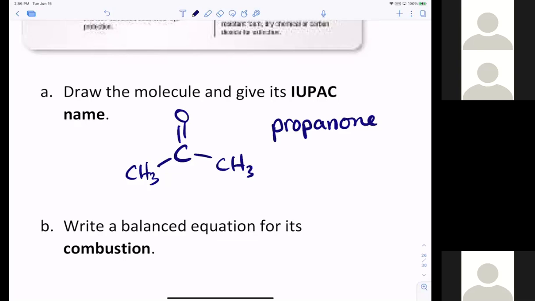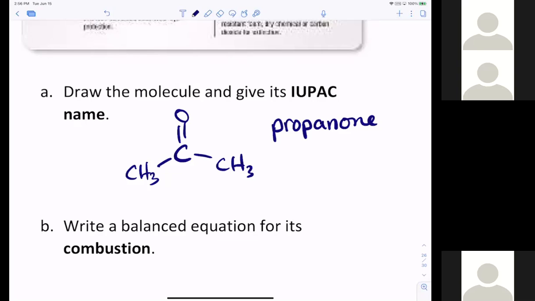Can you have methanone? No. Wouldn't that just be an aldehyde? It would be an aldehyde, right? Not a ketone. Can you have ethanone? No. Same logic, right? So propanone, that's the smallest ketone, right?